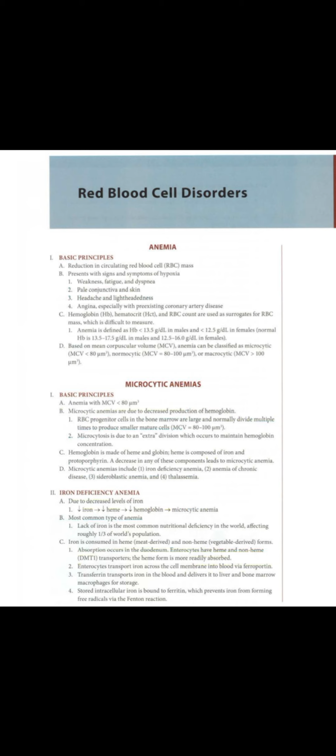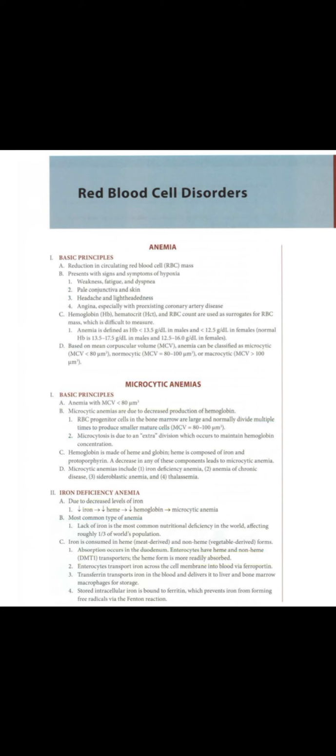The basic principle of microcytic anemias is anemia with MCV less than 80 micrometer cubed. Microcytic anemias are due to decreased production of hemoglobin. RBC progenitor cells in the bone marrow are large and normally divide multiple times to produce smaller mature cells, MCV equal to 80 to 100 micrometer cubed. Microcytosis is due to an extra division which occurs to maintain hemoglobin concentration.